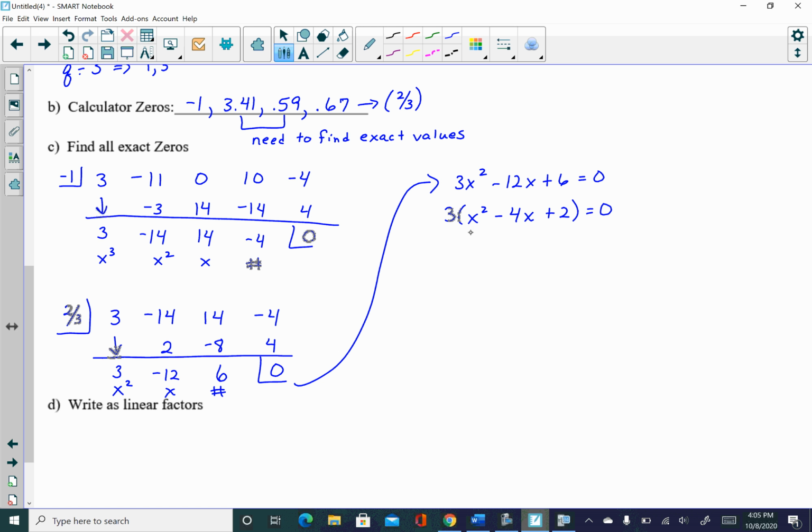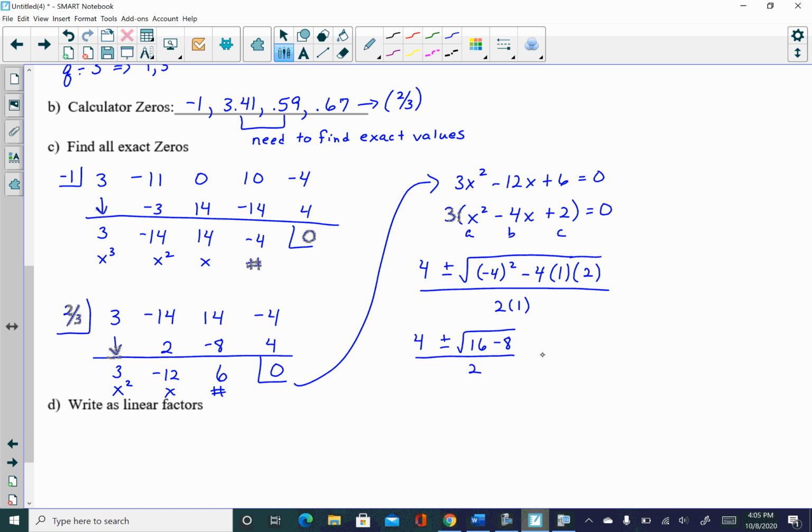So remember there's your A, your B, and your C, so it's opposite B. So 4 plus or minus square root B squared, so negative 4 squared. I'll write it for us, negative 4 squared, minus 4 times A times C, all over 2A. So then that cleans up and gives us 4 plus or minus the square root, negative 4 squared, of course, is 16. 4 times 1 times 2 will give us minus 8, all over 2. Starting to look better now. 4 plus or minus the square root of 8 divided by 2.